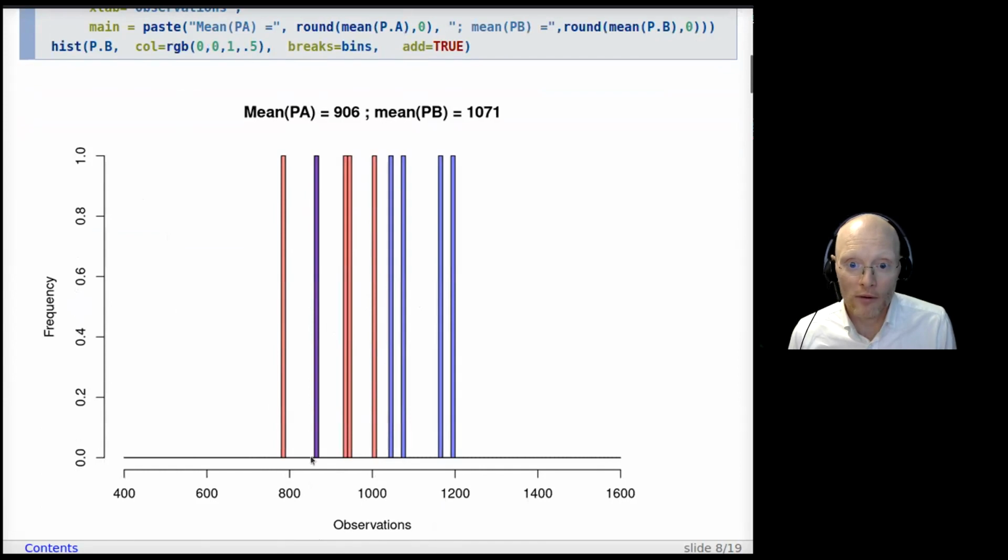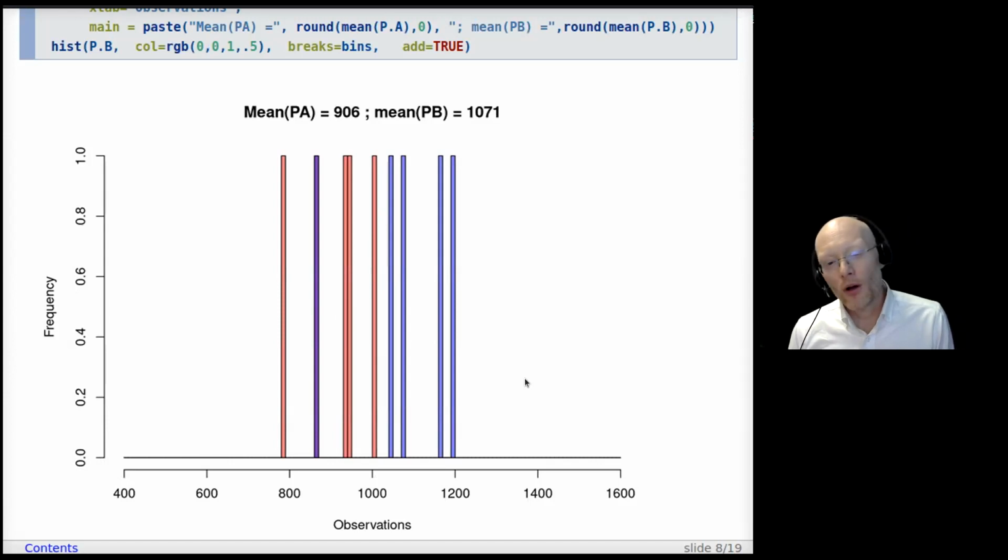Actually, there's one red and one blue in this bin. And you can see that they're roughly centered around 1,000. So on average, they didn't change too much, but some grew larger, some grew smaller. And the question is, on average, did the red hives grow less or shrink more than the blue ones? In fact, I can look at the mean here. It says the mean is 906 for the red ones and 1,071 for the blue ones. So indeed, it looks like the ones that were closer to the pesticides suffered.